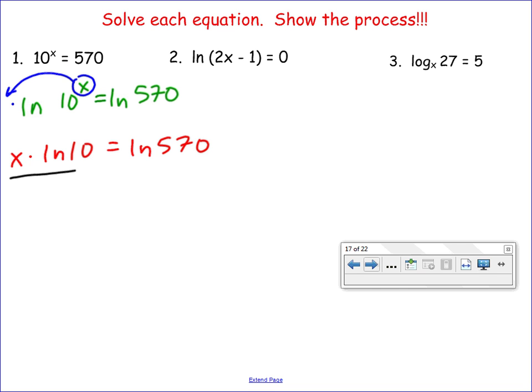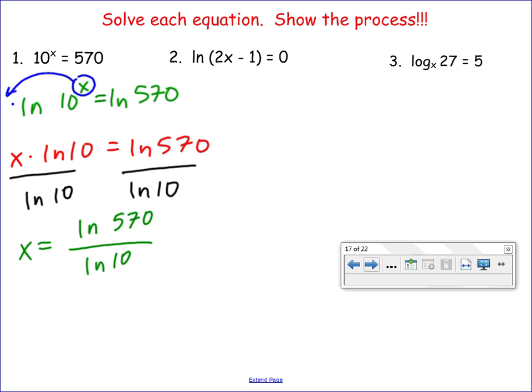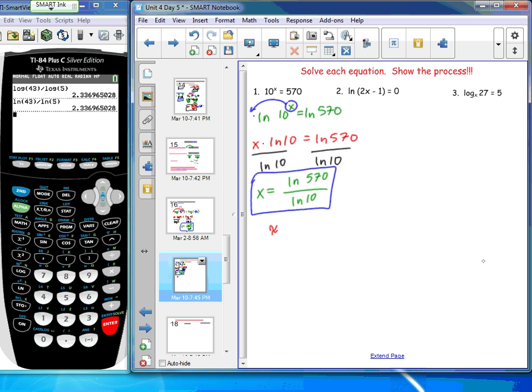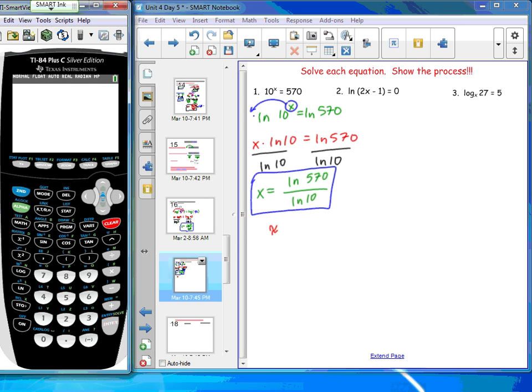Now I can solve by undoing multiplication. All I need to do now is divide both sides by ln of 10. So my final answer is x equals exactly ln of 570, close input, over ln of 10. This is the exact answer, but if I wanted to know about what that was, I'll go to my calculator and get an approximation. So on my calculator, I would enter ln of 570, close input, divided by ln of 10.